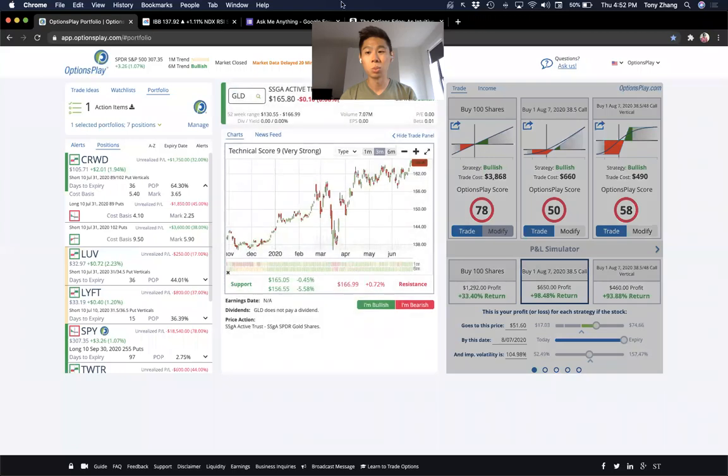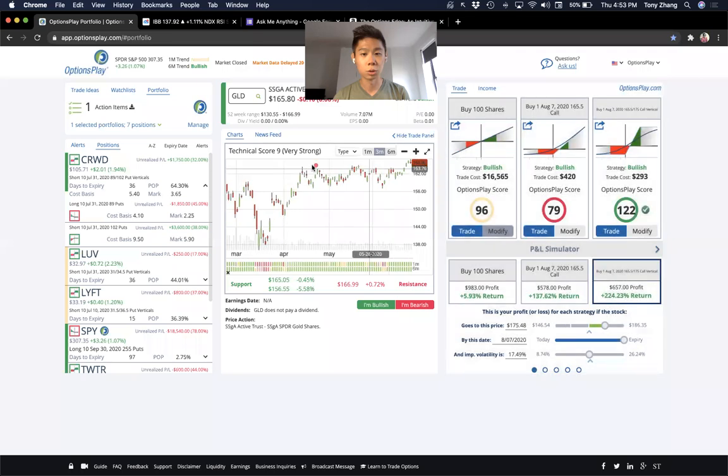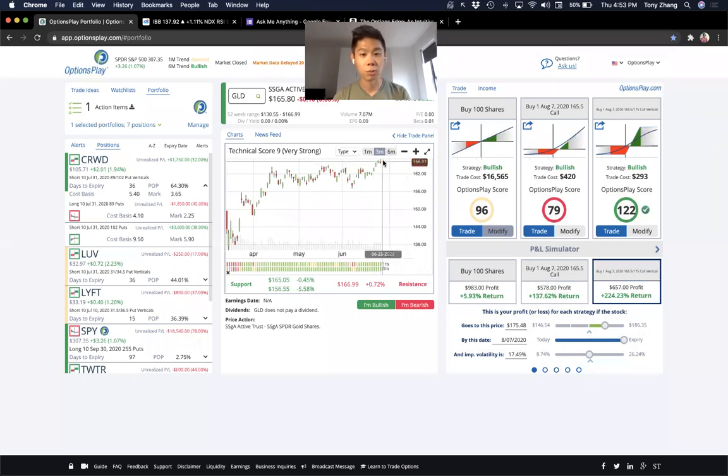But I will make a comment here on GLD. This is also something that we've been talking about for a while. It finally broke out above this 165 level. I've been watching gold for quite some time. It finally broke out, came back to retest this as support. And the question right now is whether or not gold can rally.